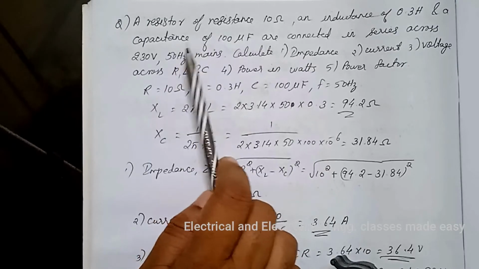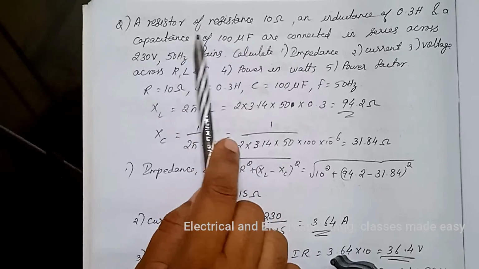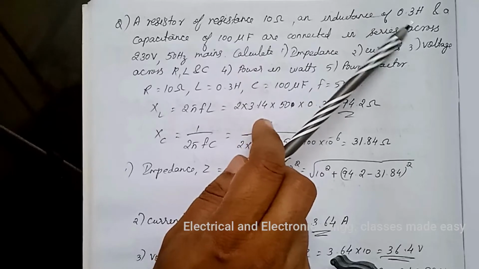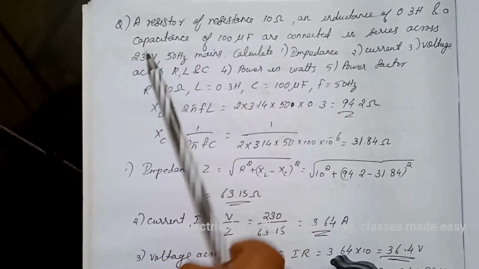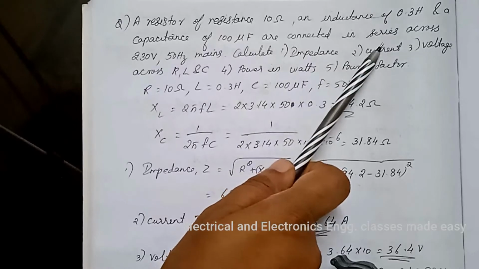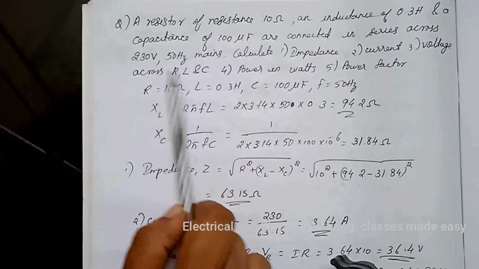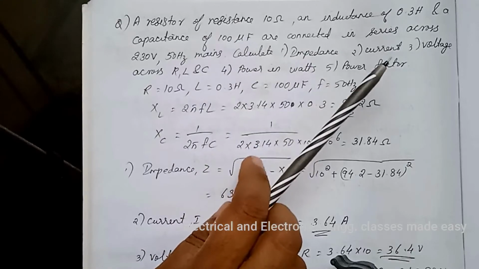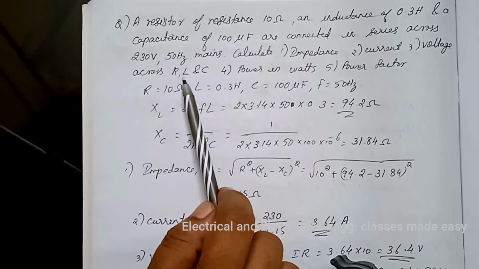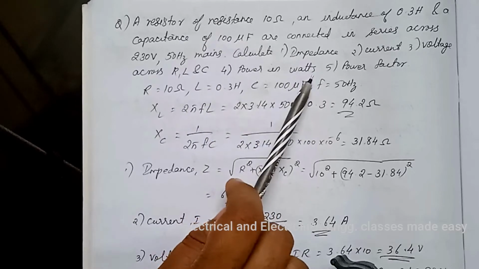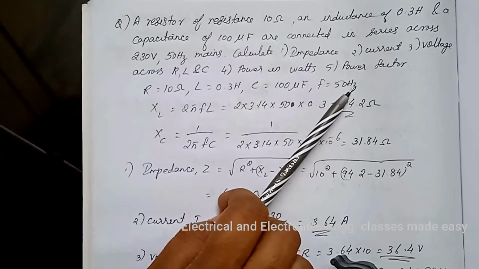Let us go through another problem. A resistor of resistance 10 ohm, an inductance of 0.3 Henry and a capacitance of 100 microfarad are connected in series across 230 volt 50 Hz mains. Calculate the impedance, current, voltage across resistor, inductor and capacitor, then power in watts and power factor.